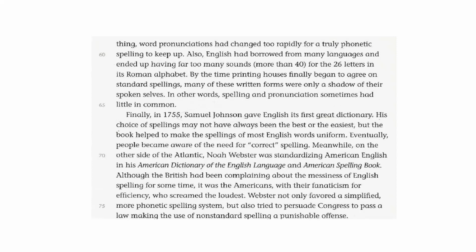By the time printing houses finally began to agree on standard spellings, many of these written forms were only a shadow of their spoken selves. So that means kind of like they were a weak copy of themselves, the spoken word. In other words, spelling and pronunciation sometimes had little in common. That's not good.